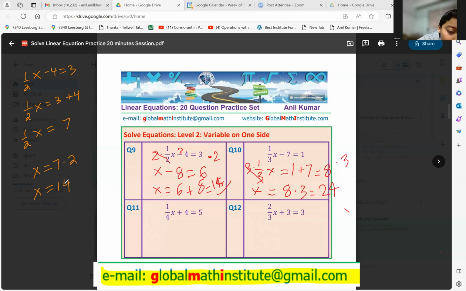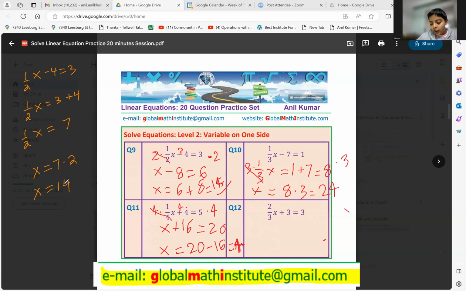Now, multiply both, cross. So it equals to x. Oh, sorry, I forgot. You have to multiply 4 with this 2. X plus 16 equals to 20. Correct. X equals to 20 minus 16, 4. Perfect. Question number 12 now.